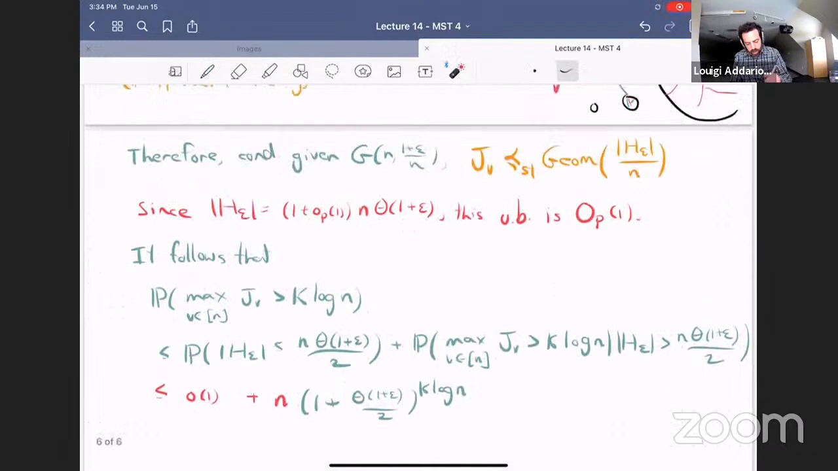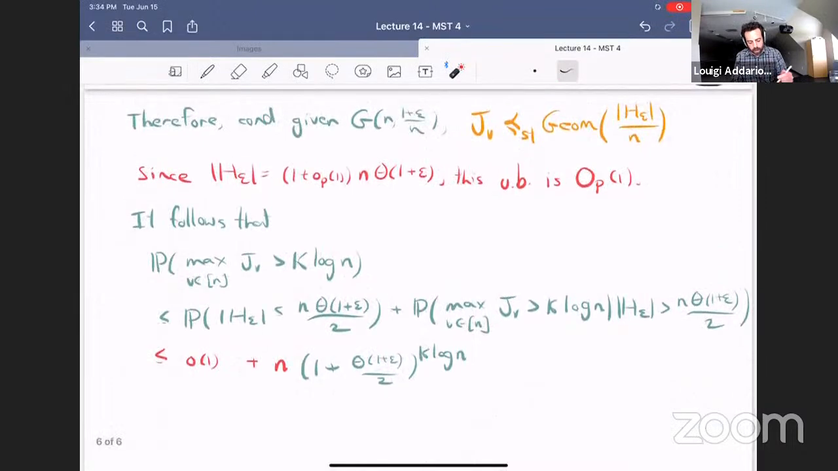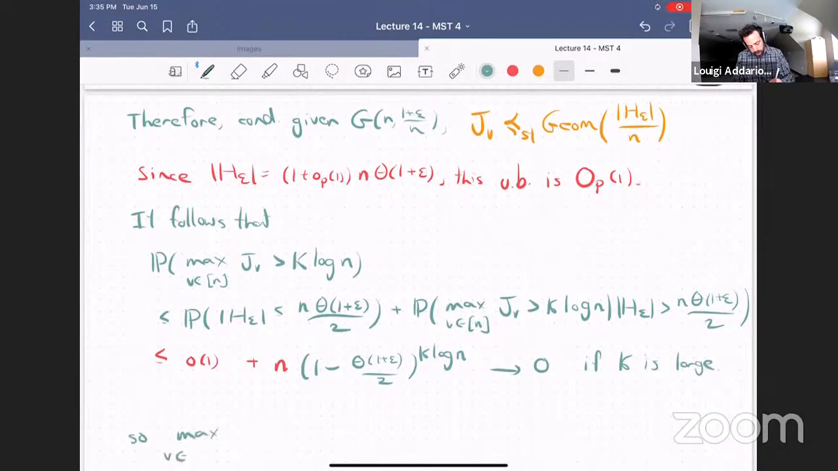So I'm just here using union bound over the vertices, and then for each vertex I'm using this stochastic domination to get this upper bound. Okay, so here I have n, and then some constant less than 1 to the constant times log n. And so if k is large, then this whole thing tends to 0. Right, and so that shows that the maximum is indeed order log n in probability.